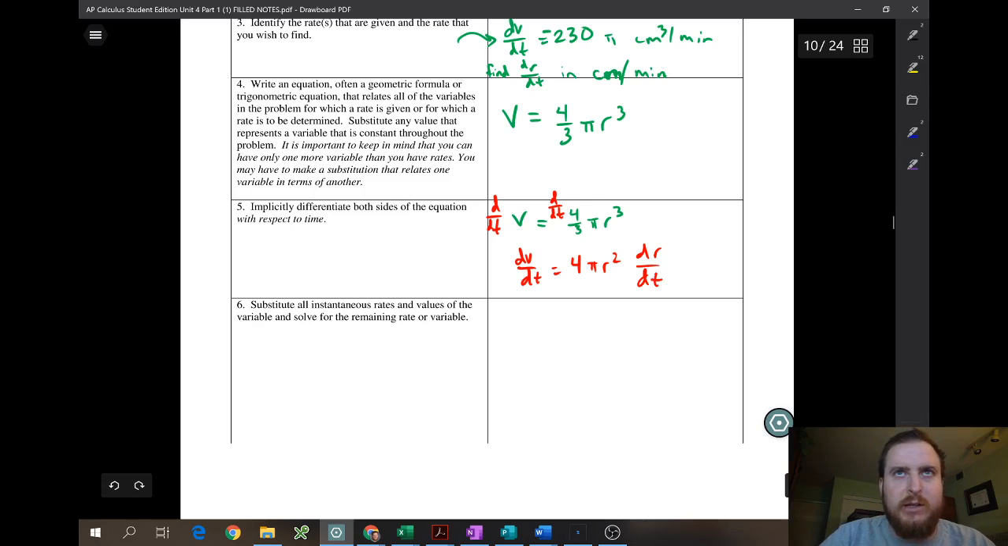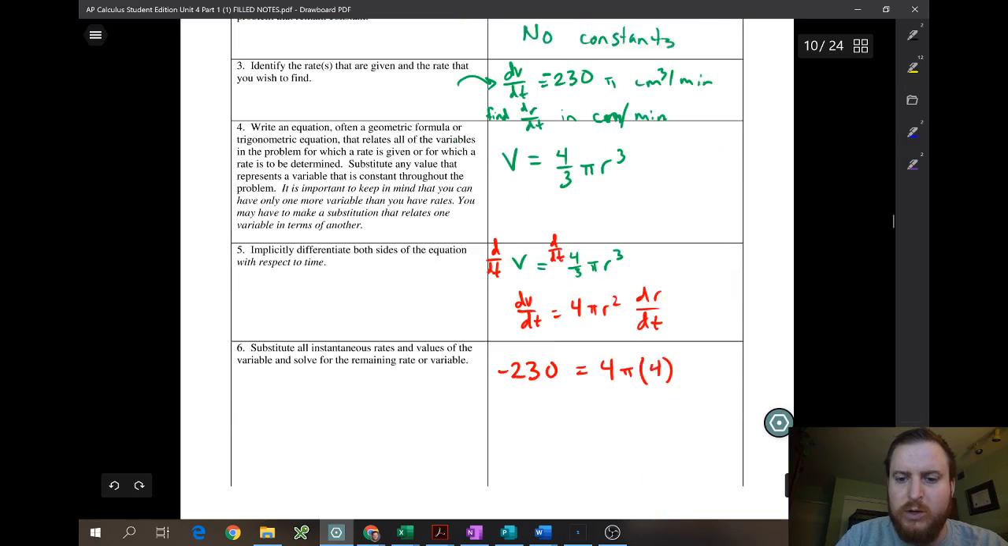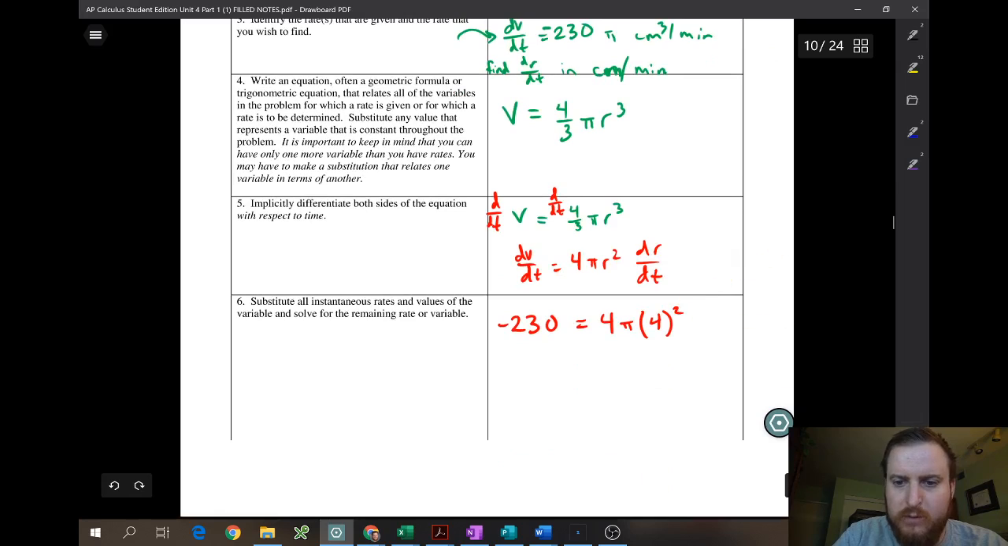And so now we're just going to substitute in our variables. For dV dt, we're going to get negative 230 pi. You can put the units in if you want, and the units will all actually cancel out, but I usually don't. I usually just think about my units at the end. Equals 4 pi times, now the r was 4, right? That was the r that they gave us, 4 centimeters, squared, dr dt.